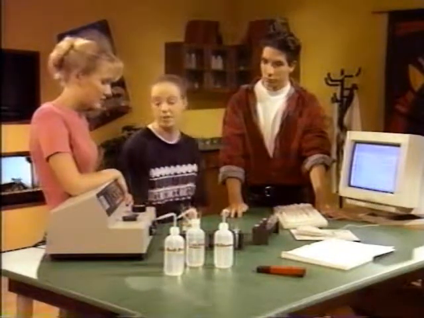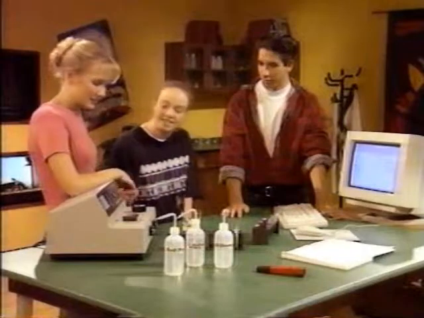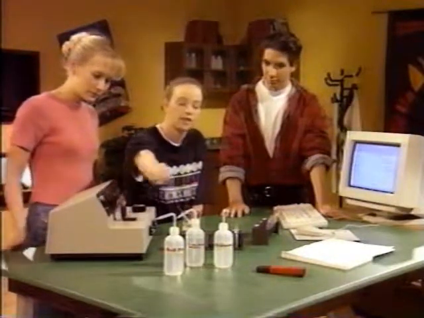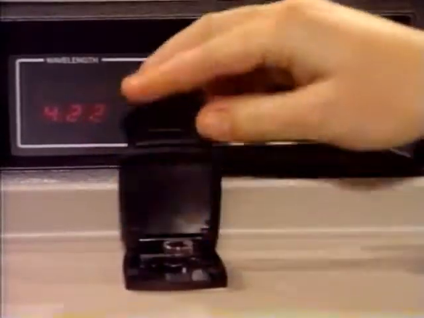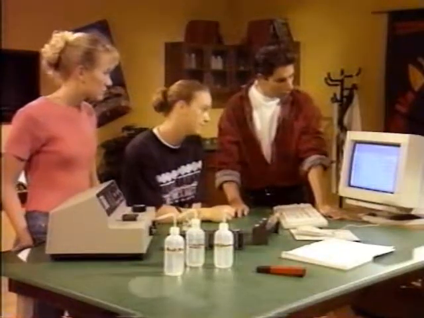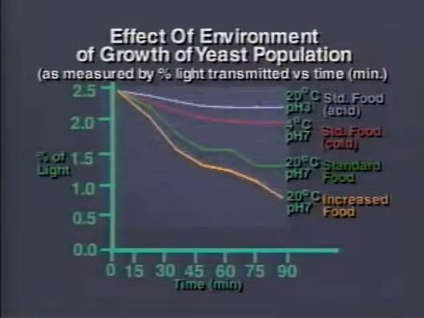I used the spectrophotometer. A what? A spectrophotometer. It's used to measure the amount of light that passes through a solution in a test tube. The greater the amount of yeast that's growing, the less light will pass through. I recorded the results every 15 minutes and compared them with the standard. And that's what we have here. So were we right? Well, it looks that way.